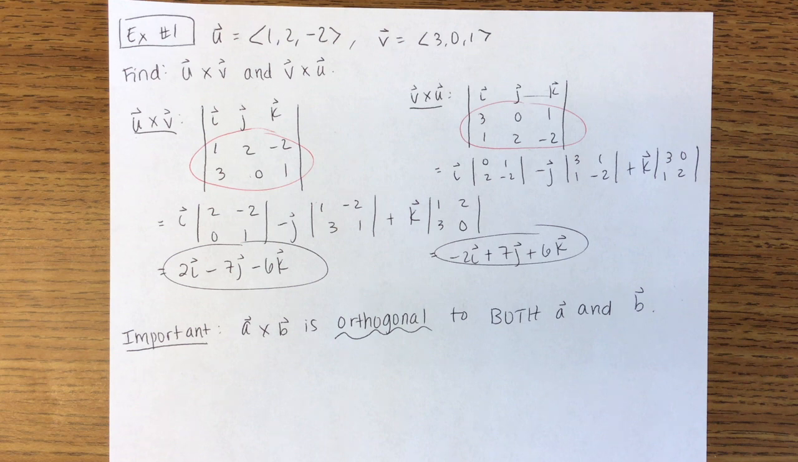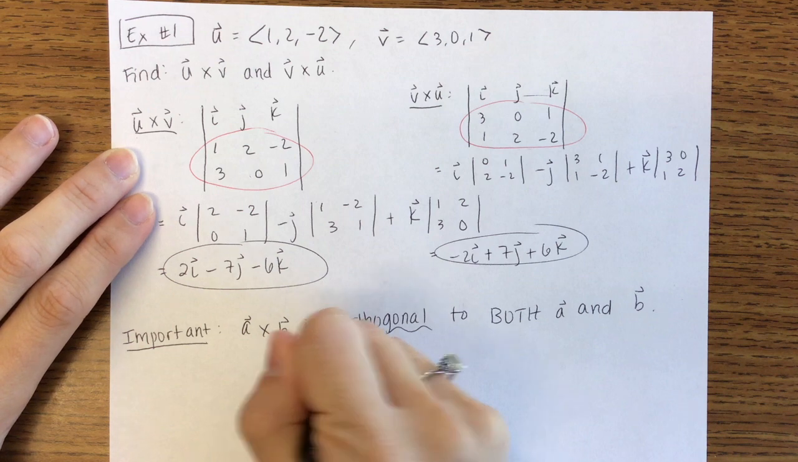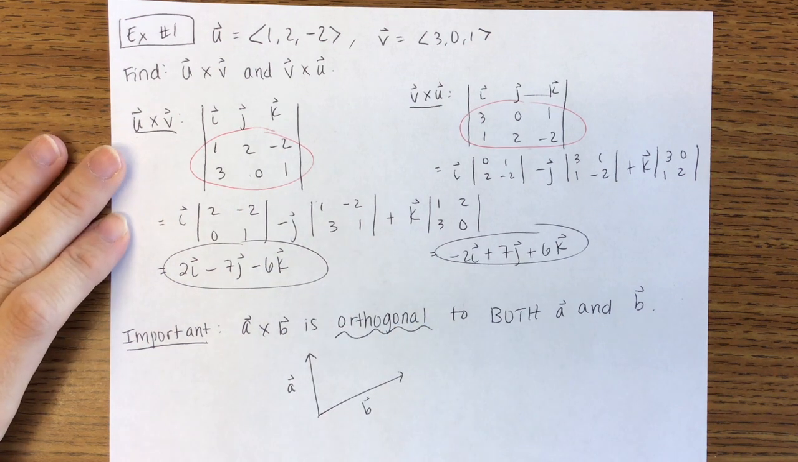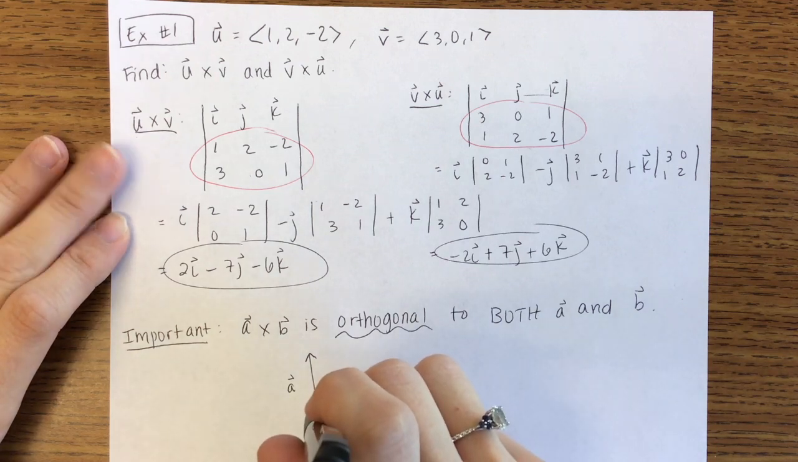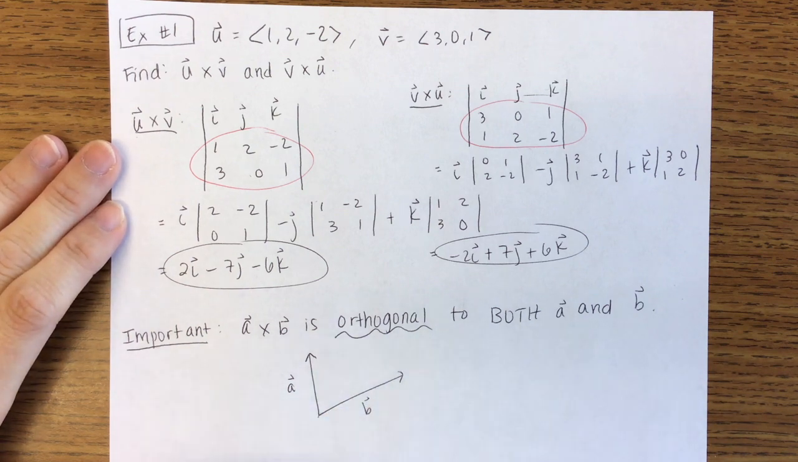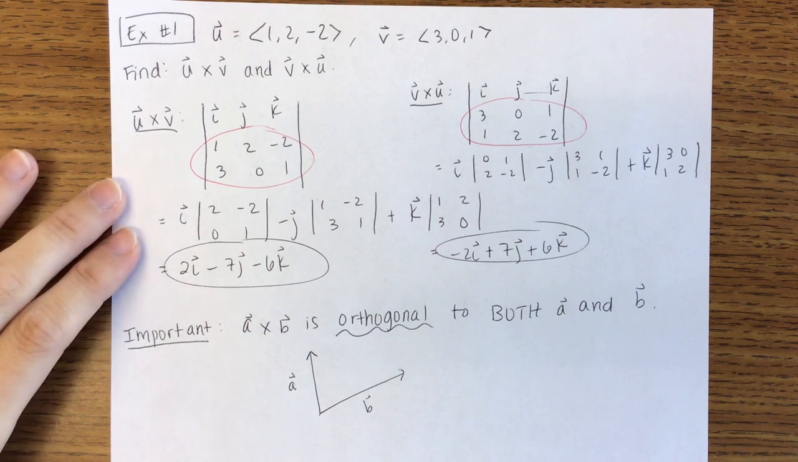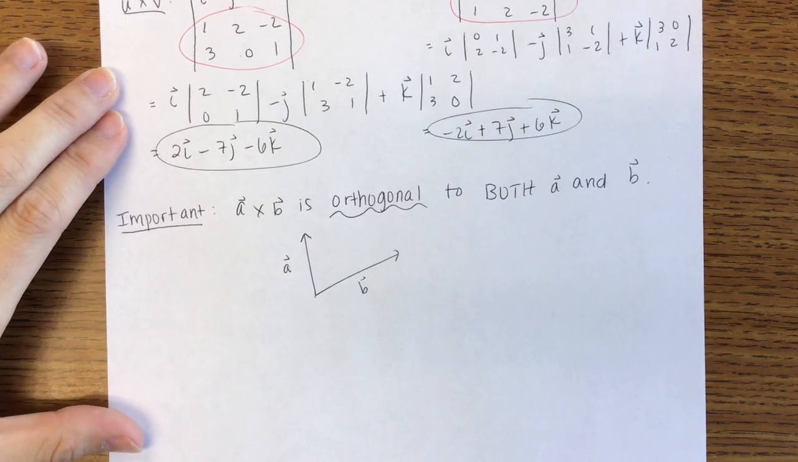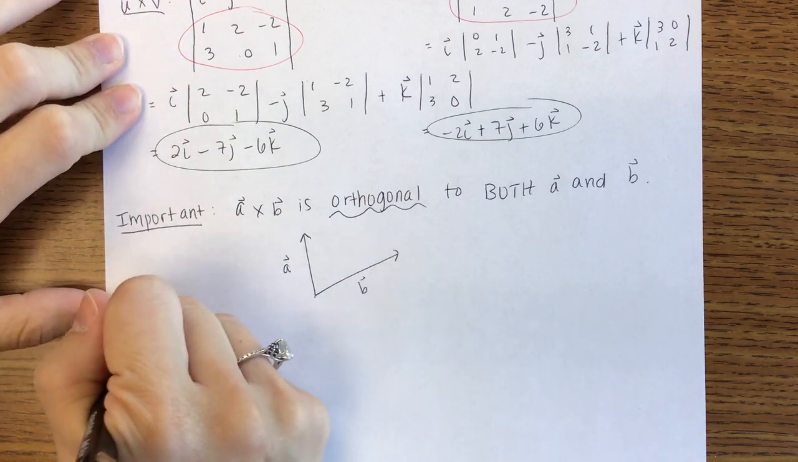Now, let's think about this for a minute. Let's say we have some vector A and some vector B, like this. There are two vectors orthogonal to both of these. There's the one that's coming out of the video towards you, and then there's the one that's going away from you. One of them is A cross B, the other one is B cross A. So it's important that we know the orientation of A cross B. Is it coming out towards us, or is it going away from us? And the way to find that is the right-hand rule.